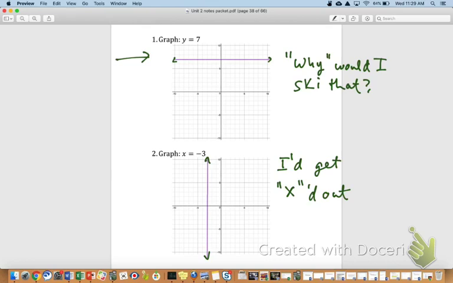Okay. You guys have any questions? Vertical and horizontal lines? I'll give you a second. Okay. Well, then I want to show you one final thing here before we go.